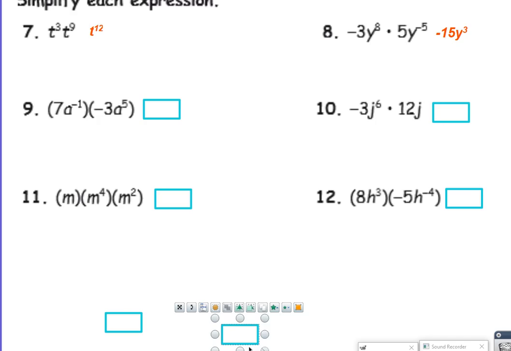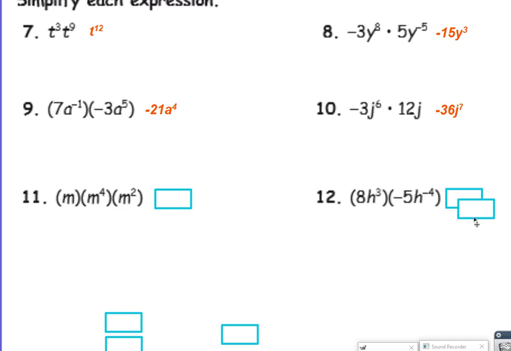7 times negative 3 is negative 21. And we have to add our exponents. Negative 1 plus 5 is 4. Number 10, multiply negative 3 times 12 to get negative 36. Add your exponents. Don't forget that that's a 1 by that j, so 6 plus 1 is 7.